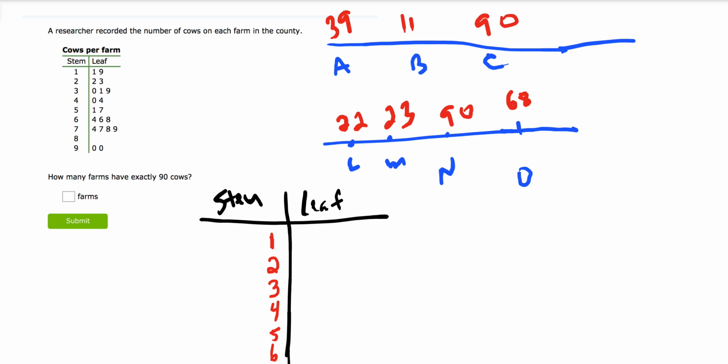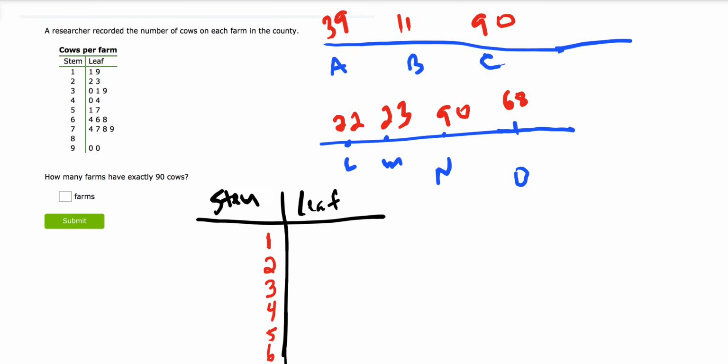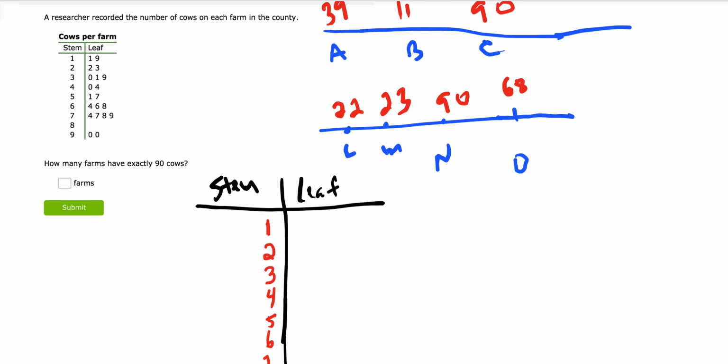So this is like, so watch. It doesn't really matter the order that you do them in. So you have to write 39. So here's my 3 for my 30, and now here's my 9 for 39.